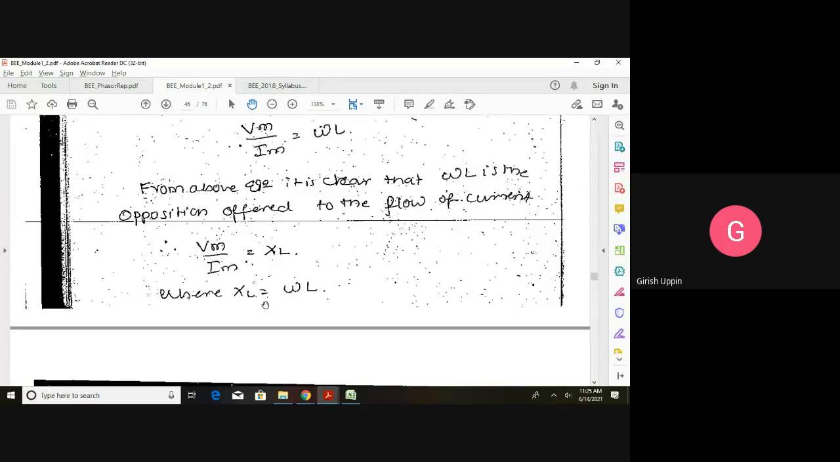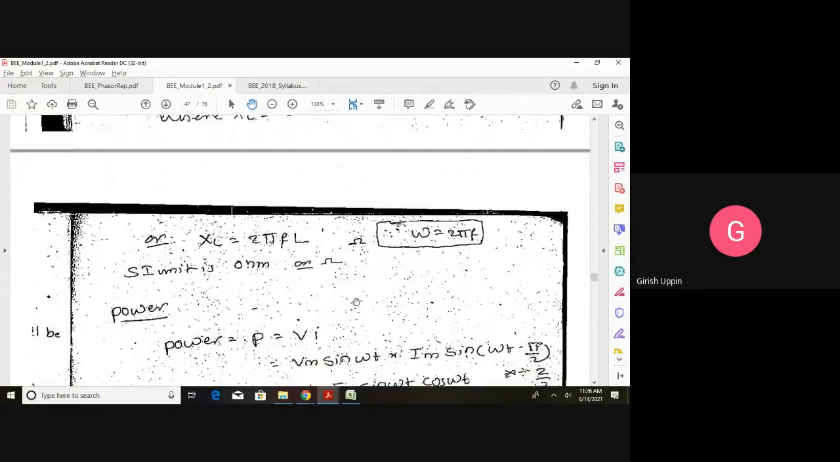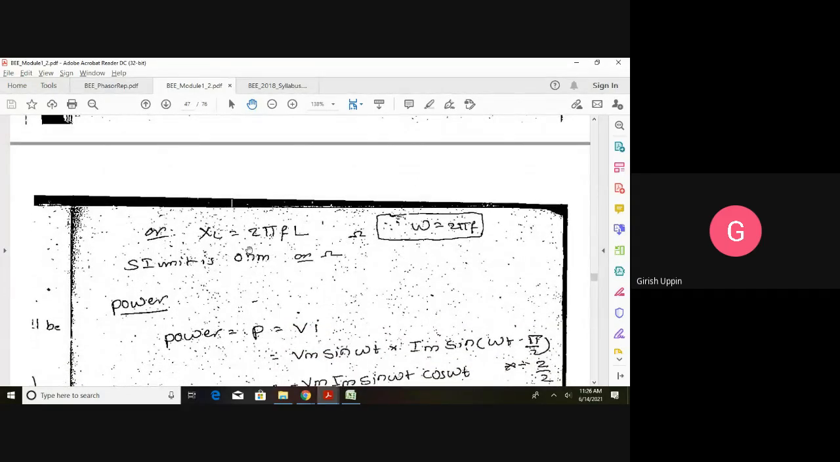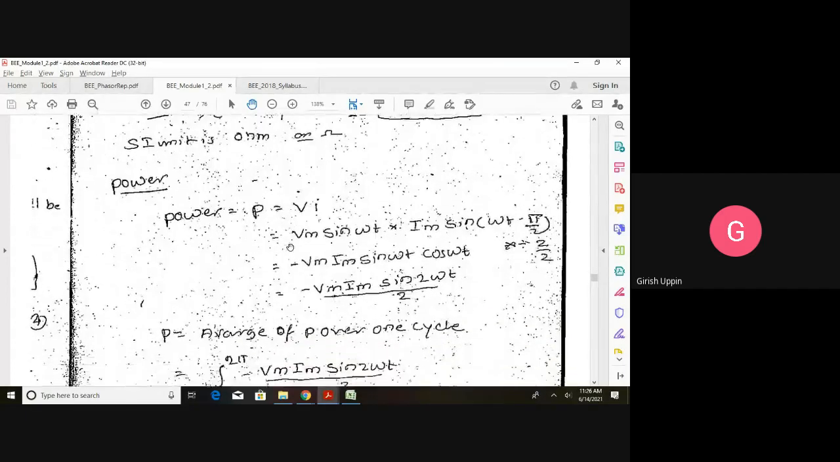Therefore, XL is equal to omega L, which is equal to 2 pi FL. Because omega is equal to 2 pi F, we know XL is equal to 2 pi FL. It is represented in terms of ohms. XL is the opposition offered by the inductor to the flow of the current, and it is represented in ohms. And what is the power consumed in a pure inductance?